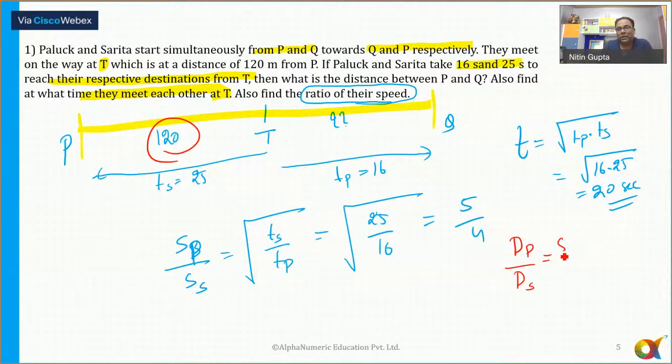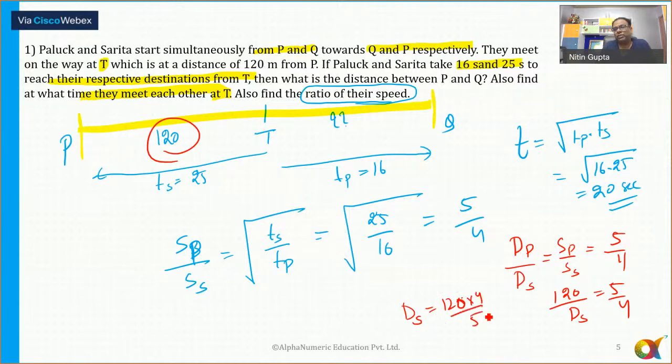Okay, that is the speed of Palak upon speed of Sarita. So what is the speed of Palak to speed of Sarita? That is 5 by 4. And Palak has traveled 120. So 120 upon distance traveled by Sarita is equal to 5 by 4. So I can say distance traveled by Sarita is equal to 120 into 4 by 5, which is 96 meter. And that is the answer.